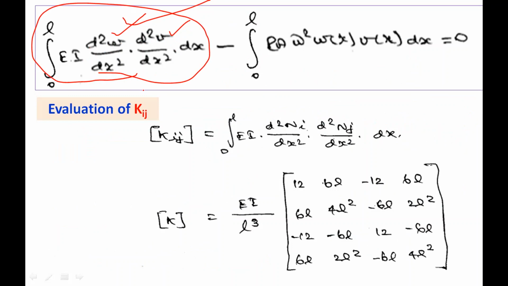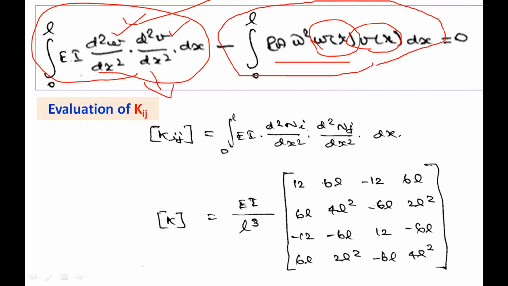First part is going to give the stiffness matrix, and the second part we have integral 0 to L rho a omega square. For this w we are going to use that interpolation function in terms of n1 n2 n3 n4, and for v we are going to substitute the shape functions n1 n2 n3. This is going to give the mass matrix of this transverse vibration problem.